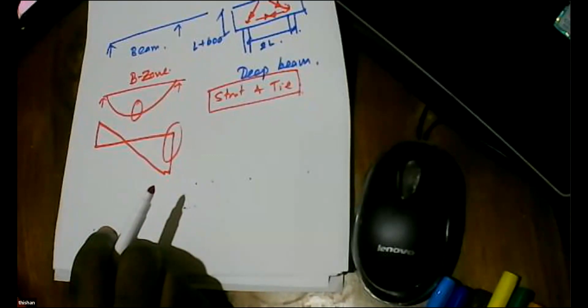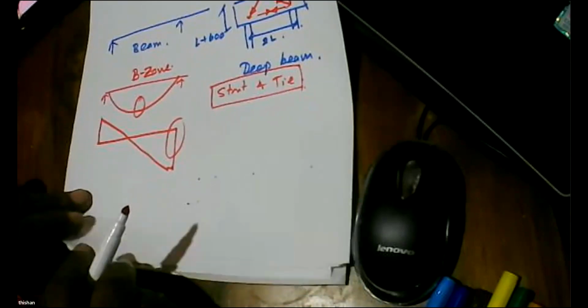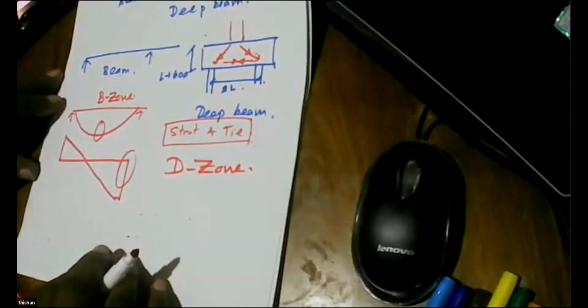So plane sections remain plane. But here you get heavy shear and also flexure, both. So plane sections cannot remain plane. So if the plane sections are not remaining plane, we call it a D zone. We call it a D zone.